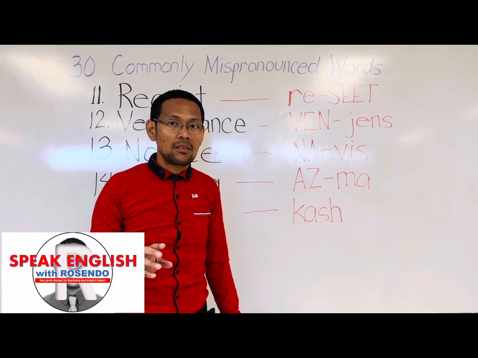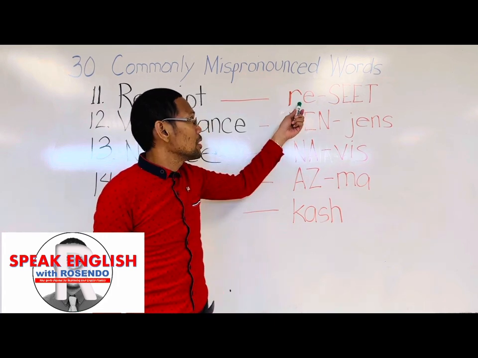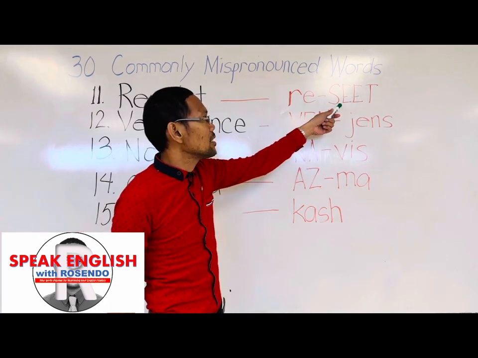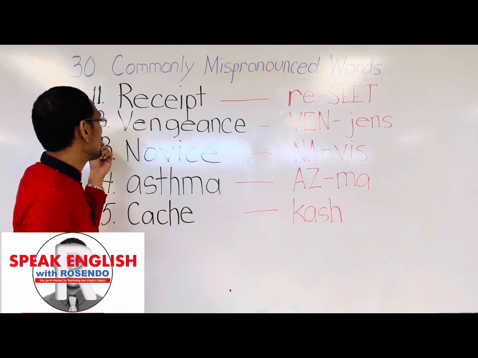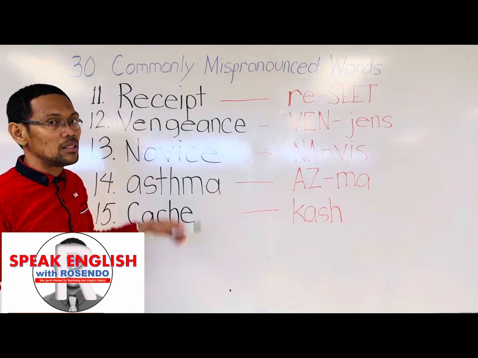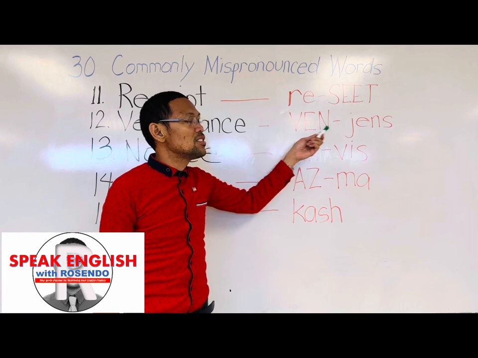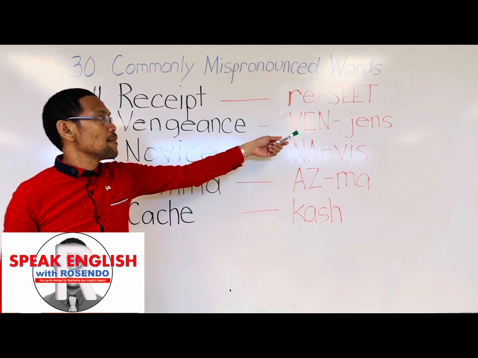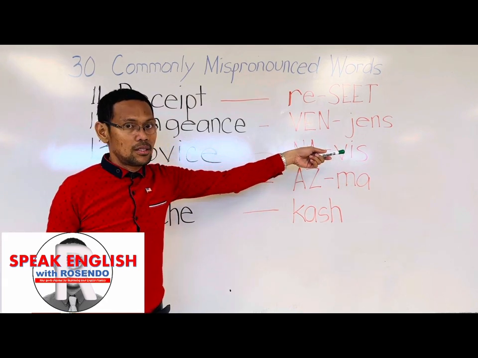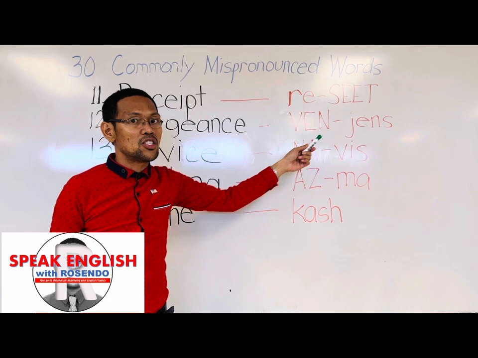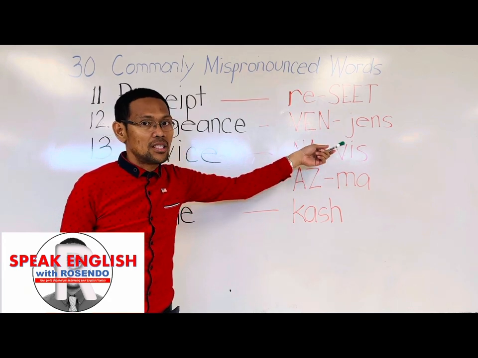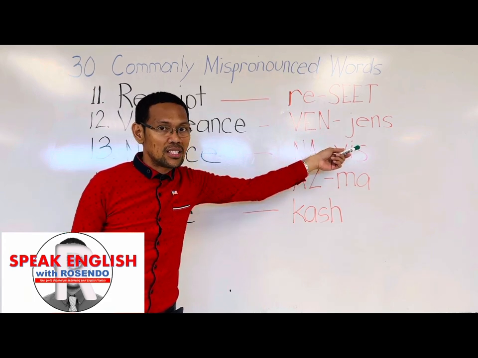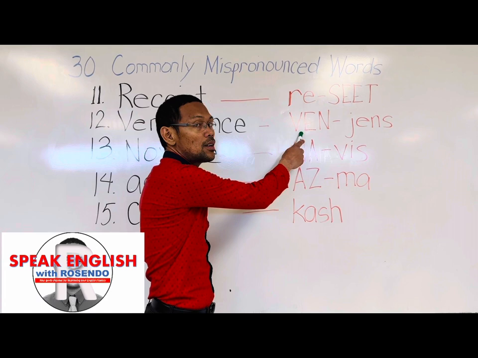We don't say recept, but we say receipt. Okay, the emphasis is on the second syllable. Next, 12, we have a two-syllable word, which is pronounced vengeance. We pronounce this as vengeance. We don't say vengeance the other way, but we say vengeance. Okay, the emphasis is on the first syllable.